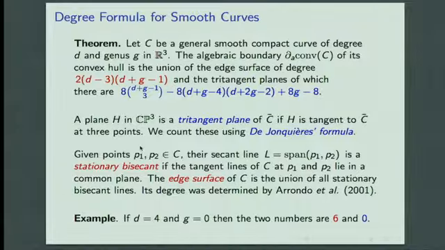You could have a tritangent plane that's actually complex, right? You need complex numbers to write the plane down. Or you could have a real plane. But then there are 2 subcases, right? That real plane could touch the curve at 3 real points. Or it could touch it at 1 real point and 2 imaginary points. All of these things are counted here. Okay?